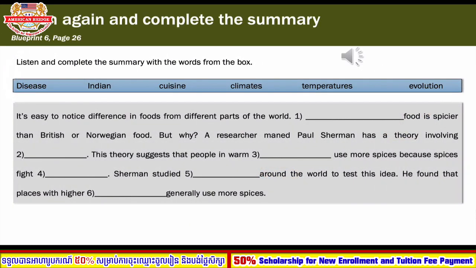So here, we move on to the second activity. You need to listen to the speech again, and remember you need to apply the 3 strategies that I presented to you in order to do this exercise as well. What you need to do is to listen to the speech and then put the words in the box to complete the summary.